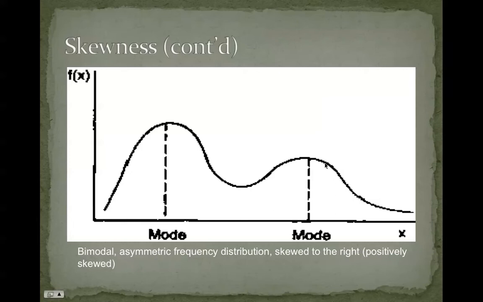Two modes equal bimodal. It's asymmetrical because you can't fold this piece over on top of this piece and have it be the same. In fact, this peak is higher than this. So it's not symmetrical, it's asymmetrical. And it's skewed to the right, or positively skewed, because it looks like the data were pushed all the way over here to the left. So the data were pushed from right to left, and so it's skewed to the right, or a positive skew.